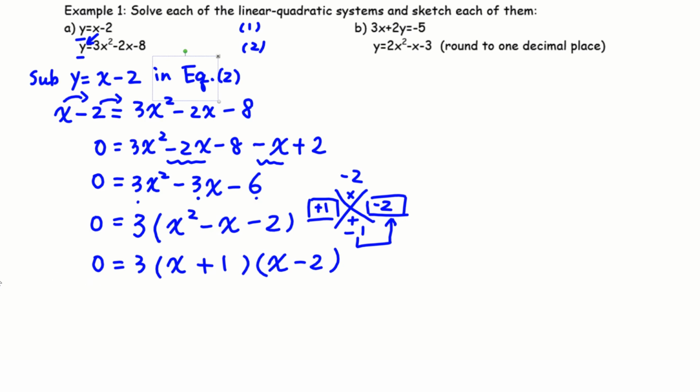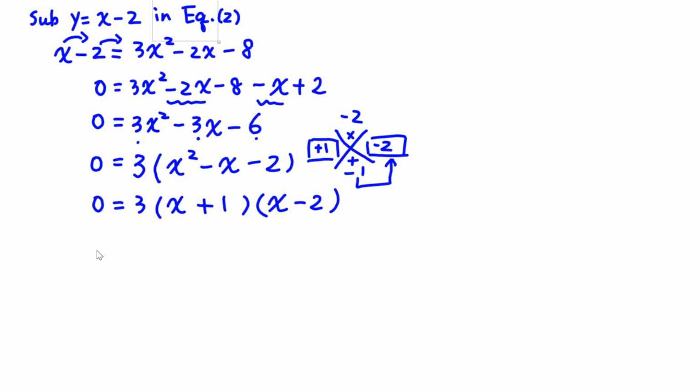This is equal to 0. We are looking for the x value that makes this equation equal 0. So we could divide by 3 on both sides, to get rid of the 3. So this is 1, this is 0. Two factors times together is 0. Then either of them could be 0. So x plus 1 could be 0, or x minus 2 could be 0.